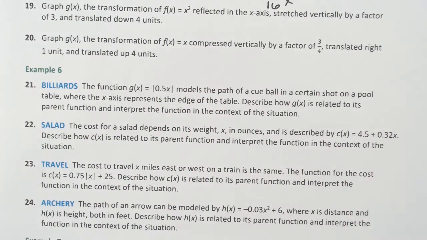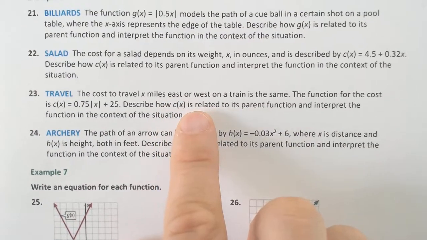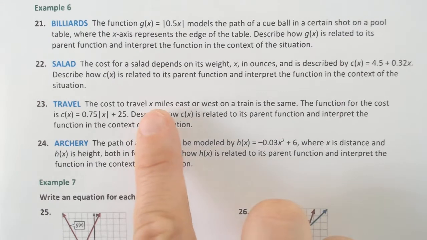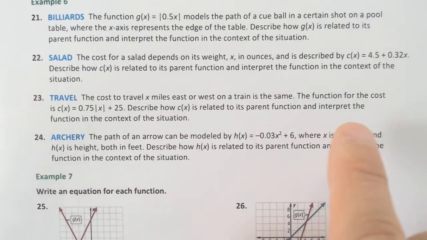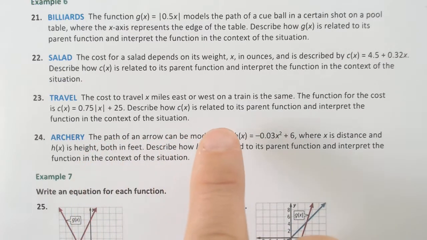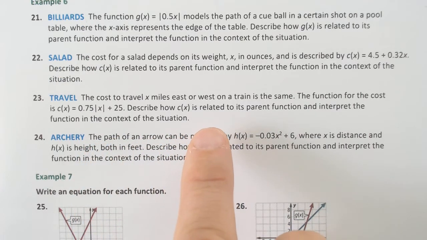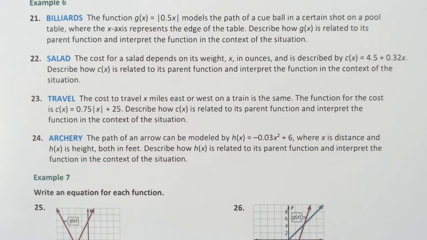Let's pick one. 23 has 2 things going on, so I'm going to pick that one. The cost of traveling X miles east or west on a train is the same. The function for the cost is here. Describe how c of x is related to its parent function and interpret in context.